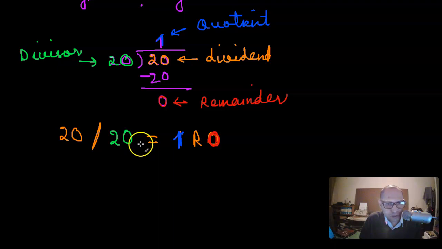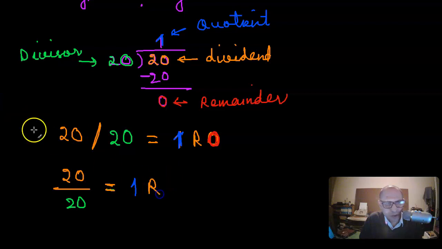Now this exact same division, I can write it this way, or I can write it as 20 divided by 20 is equal to 1 with a remainder 0. So you see over here that it doesn't matter what these two numbers are, meaning what the dividend and the divisor are, as long as they are the same numbers, there is always the quotient 1 and the remainder 0, right? Which means that every time you divide a number by itself, you're going to get a 1.